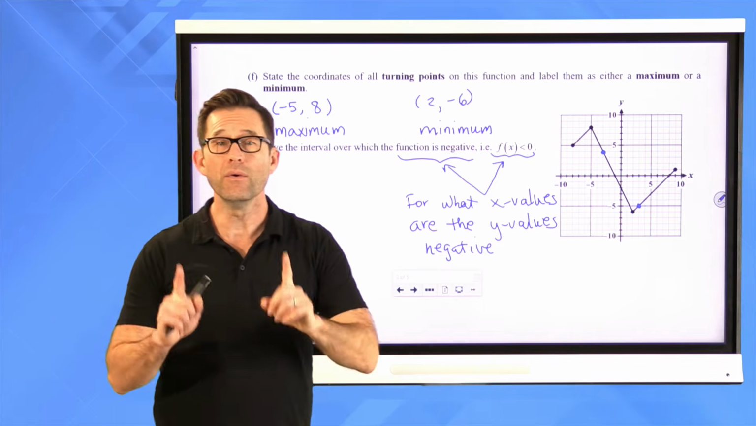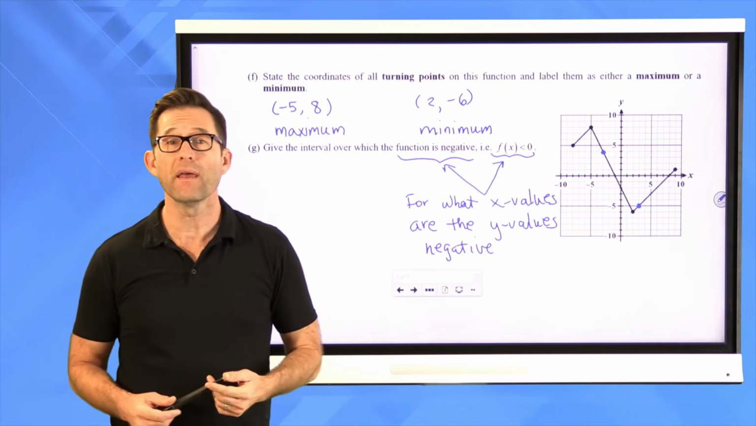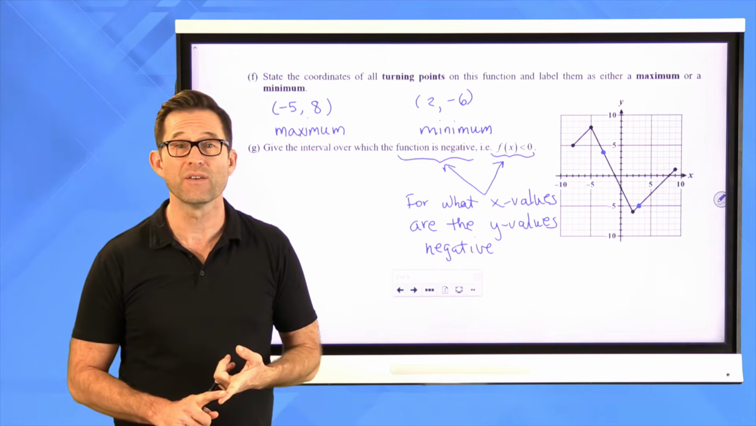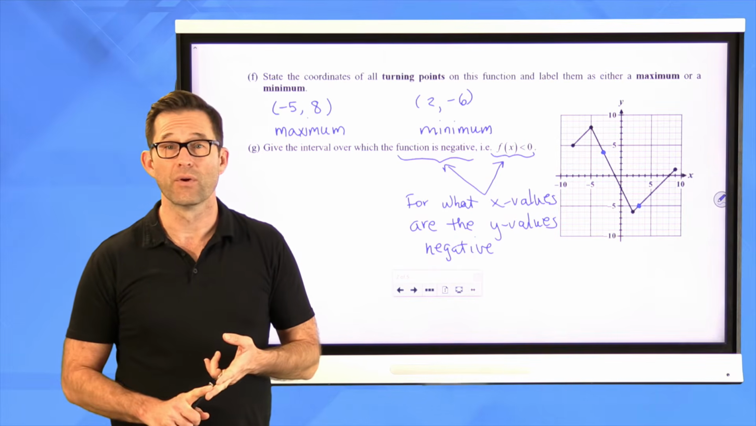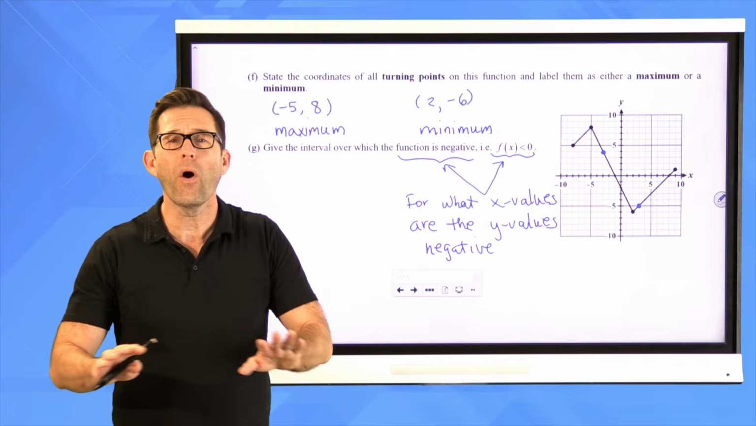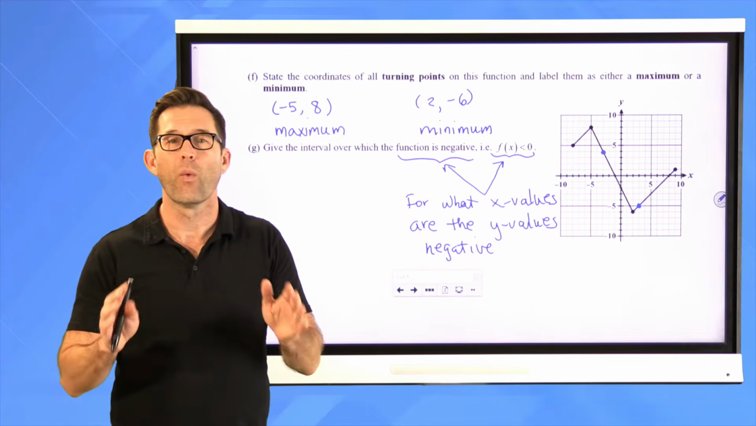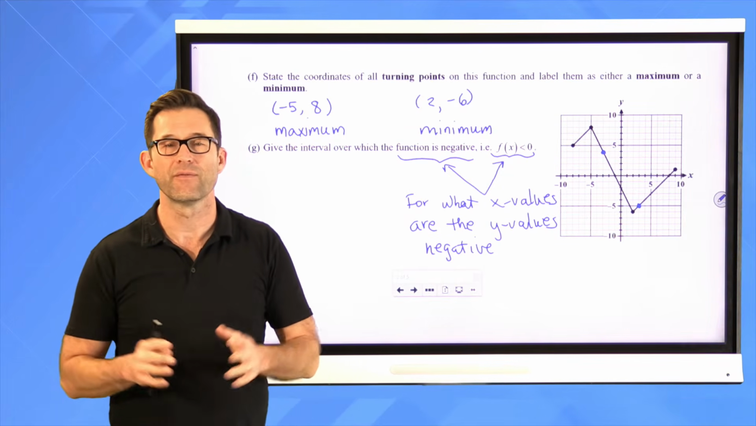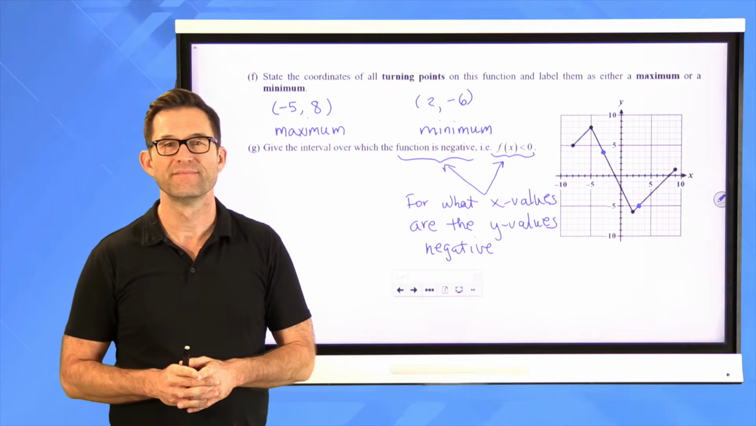What I want you to do is try to write down a domain interval. You could use either interval notation or you could use set builder notation to describe all the x values where the y value is negative. Do that now.